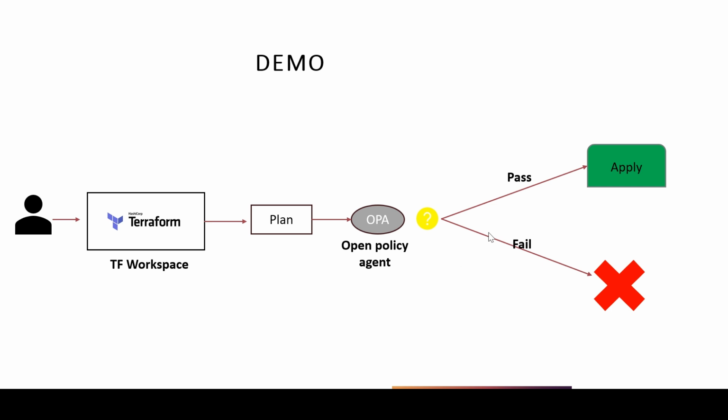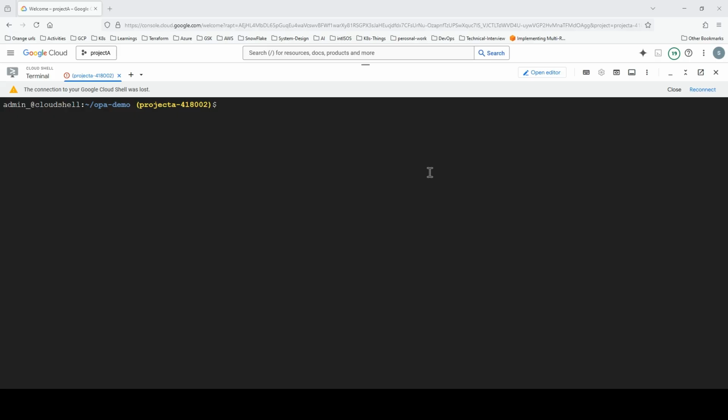The Open Policy Agent basically sits in between and evaluates all the policies written in Rego. Based on that, it will either allow and apply the infrastructure, or if it violates a policy, it will stop it and fail here. Okay, so let's go.